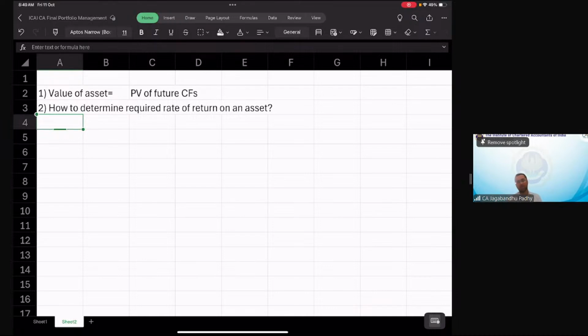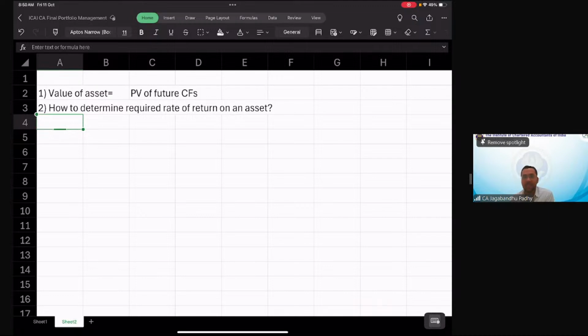How do you determine what's the rate of return that you need on an asset? Do you need the same rate of return on all the types of assets? Of course, no. Do we need the same rate of return on all assets? No, because every asset is different. And so our required rate of return for every asset class is going to be different.